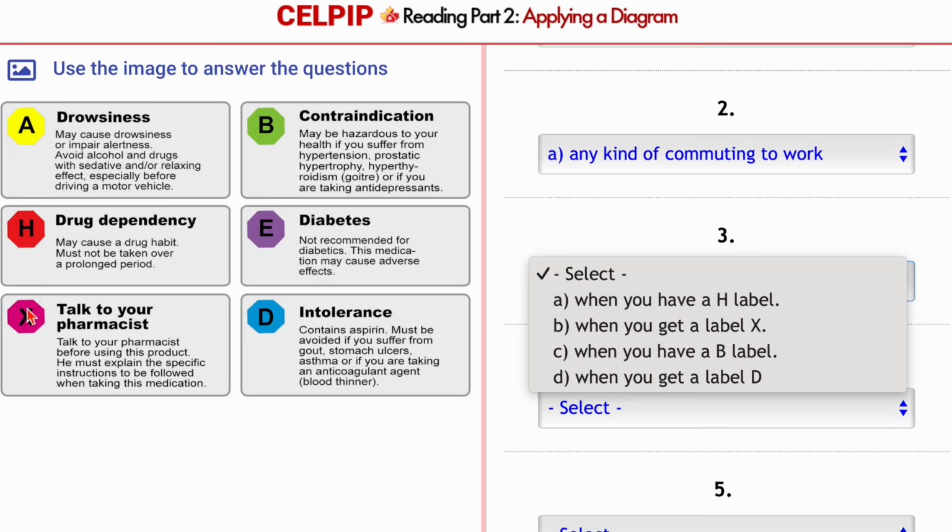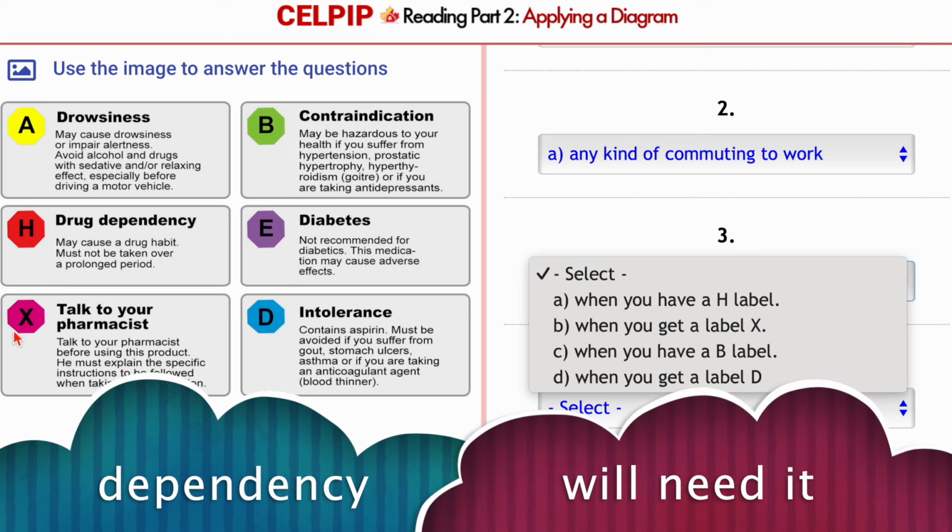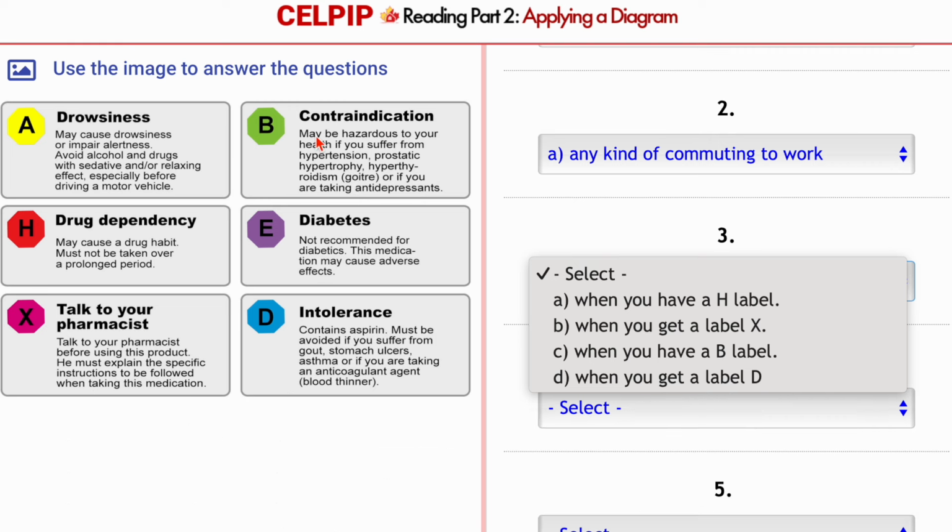H, drug dependency. Dependency may cause a drug habit, so you will depend on it, can develop that. X, talk to your pharmacist. B, contraindication. Okay. This means may be hazardous to your health if you suffer from hypertension. E, diabetes. Or D, intolerance, contains aspirin, must be avoided if you suffer from gout, stomach ulcers.